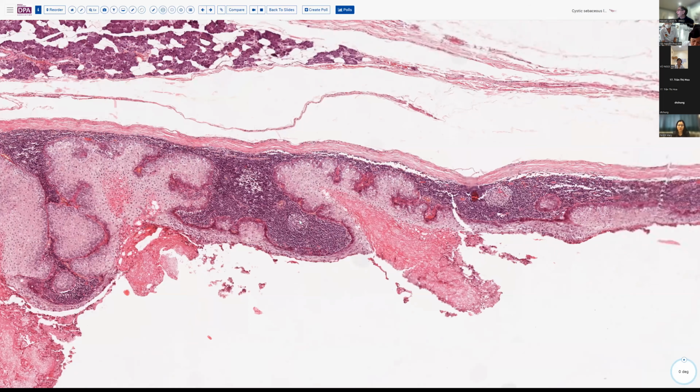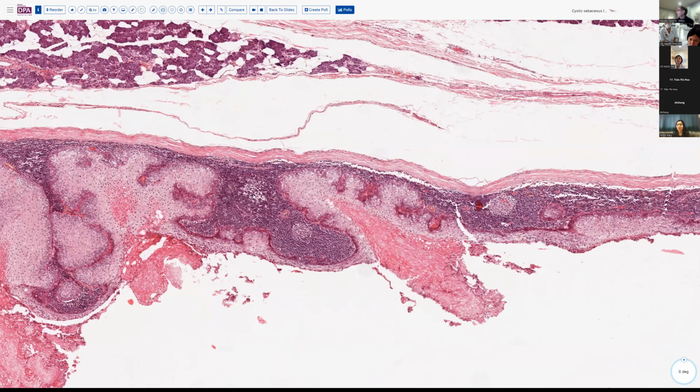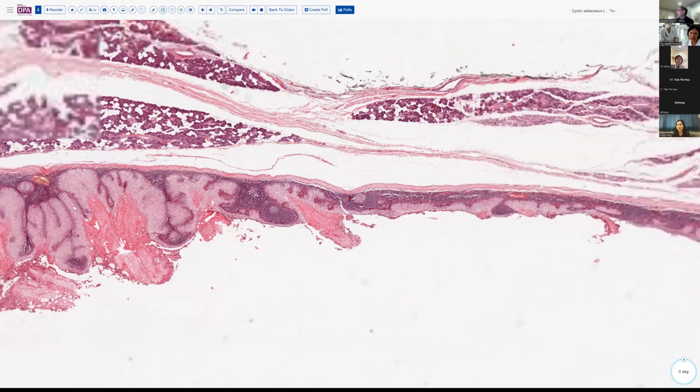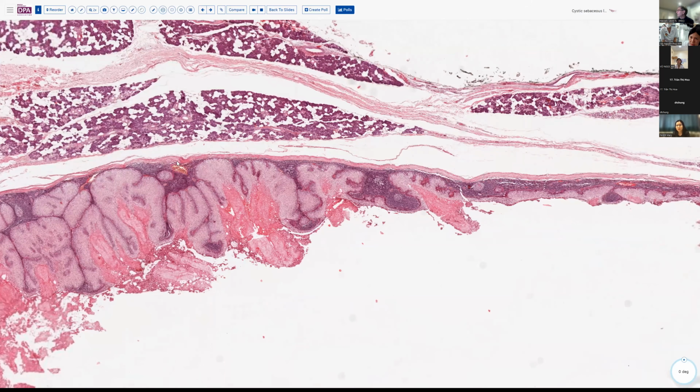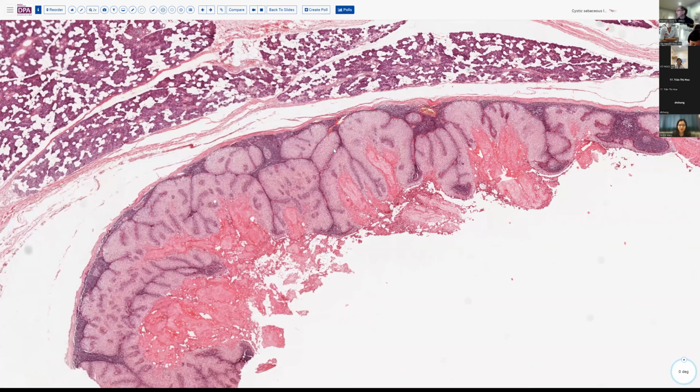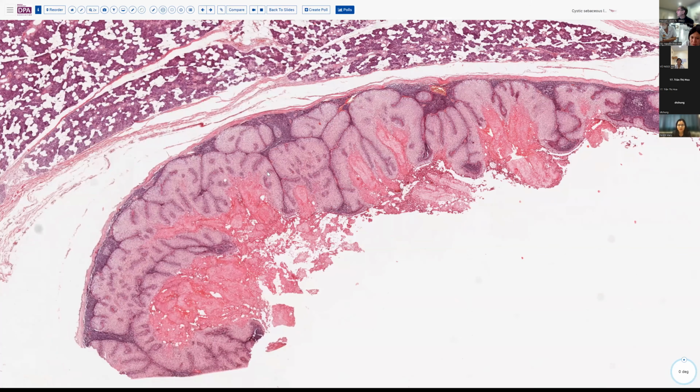I don't think any of you would have difficulty in classifying this as benign, given the very sharply circumscribed nature of the lesion, the degree of differentiation that's being manifest here, and very mild or no significant atypia. Cystic sebaceous adenoma or cystic adenoma with sebaceous differentiation.